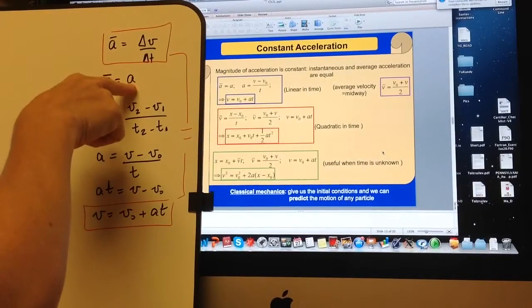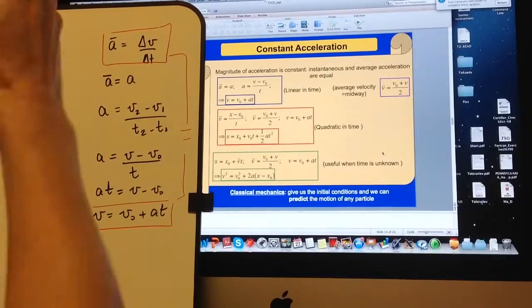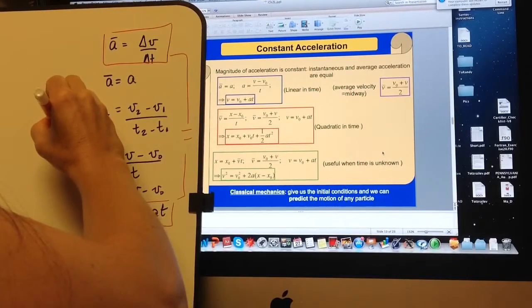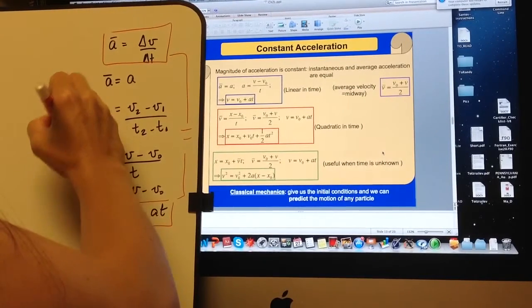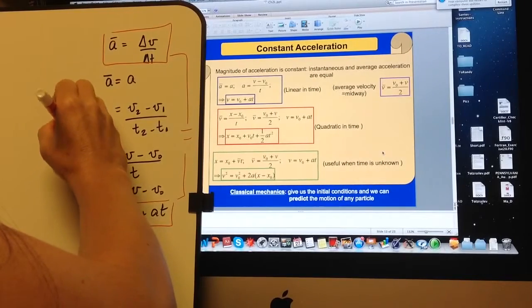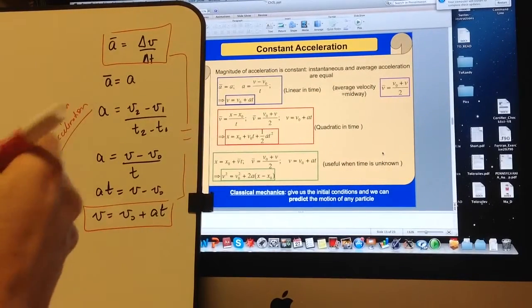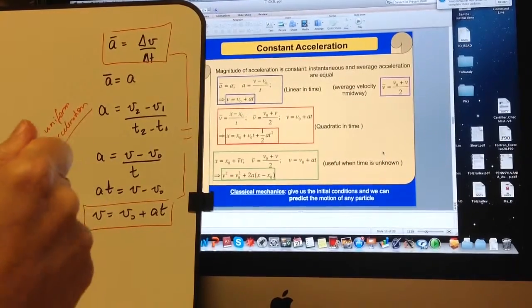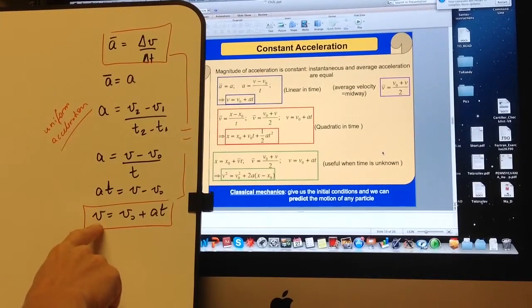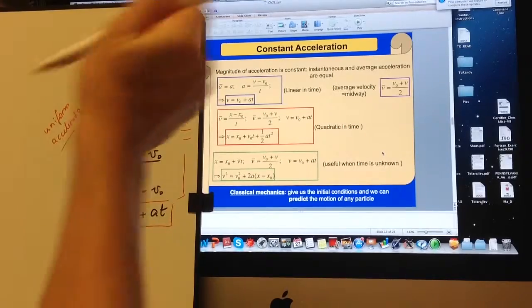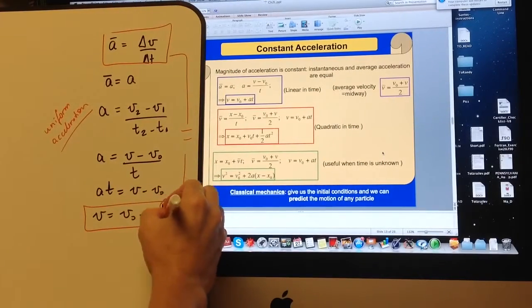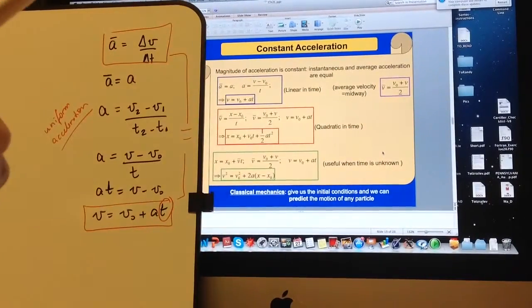Average acceleration is equal to instantaneous, because what we have here is uniform acceleration. So this is also one kind of motion that we'll be studying in this chapter. Okay? Alright, so what we can say is that the velocity is linear in time. Linear in time means time here is to the power of 1.